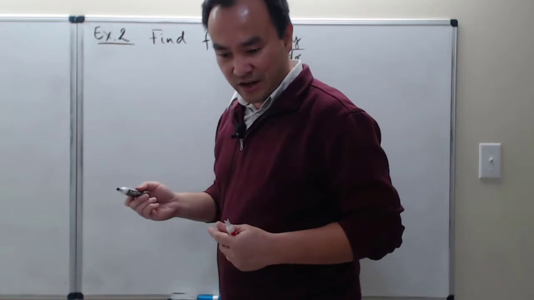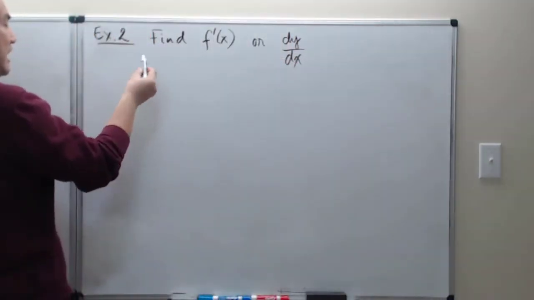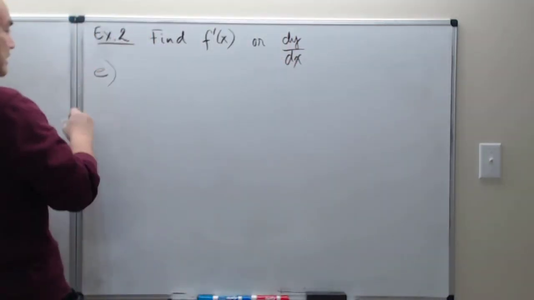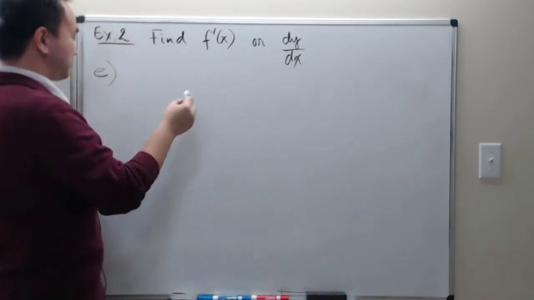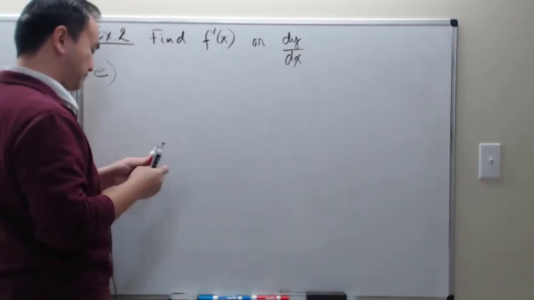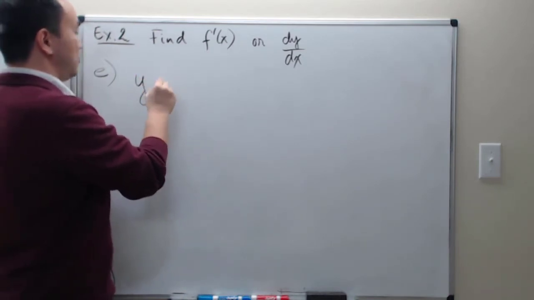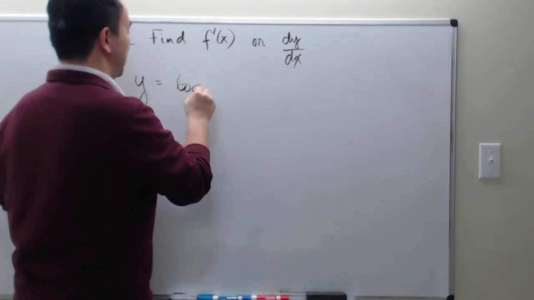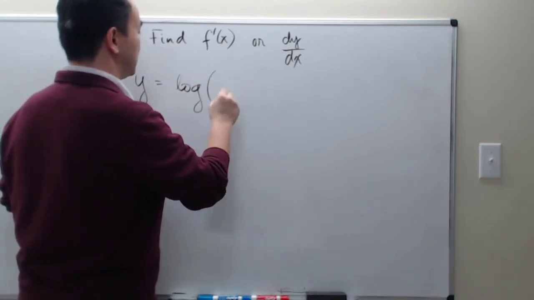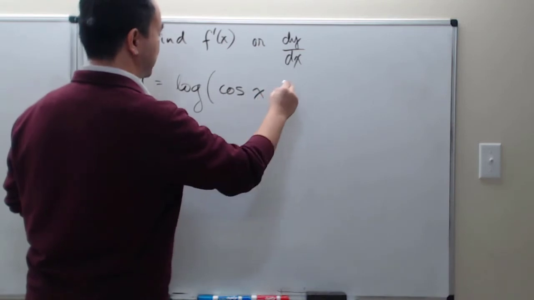Okay, and so now let's look at part E of our example. So now we can have, what about, y equals log base 10 of cosine of x. All right.